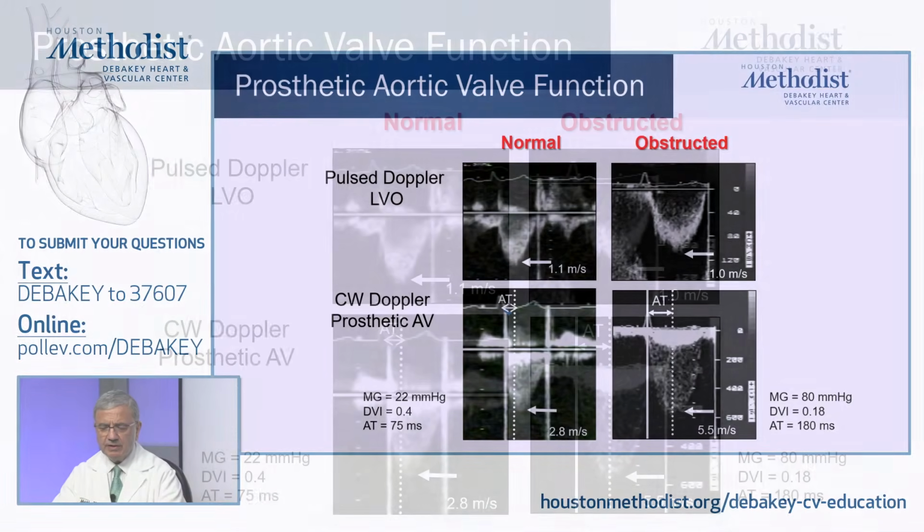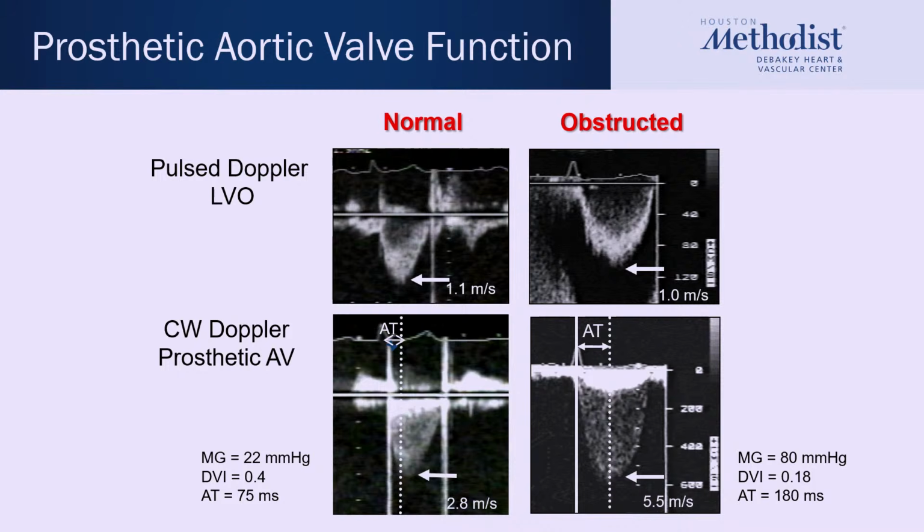Notice a few things. Velocity is much higher, certainly. Number two is that the Doppler velocity index is 0.18, which is very small. Acceleration time, which is the time that it takes from the onset of flow to the maximal velocity, increases. Normally it is less than 80 milliseconds or so, and here in this obstructed valve it is 180 milliseconds, giving you a more parabolic contour of the jet reminiscent of native aortic stenosis.